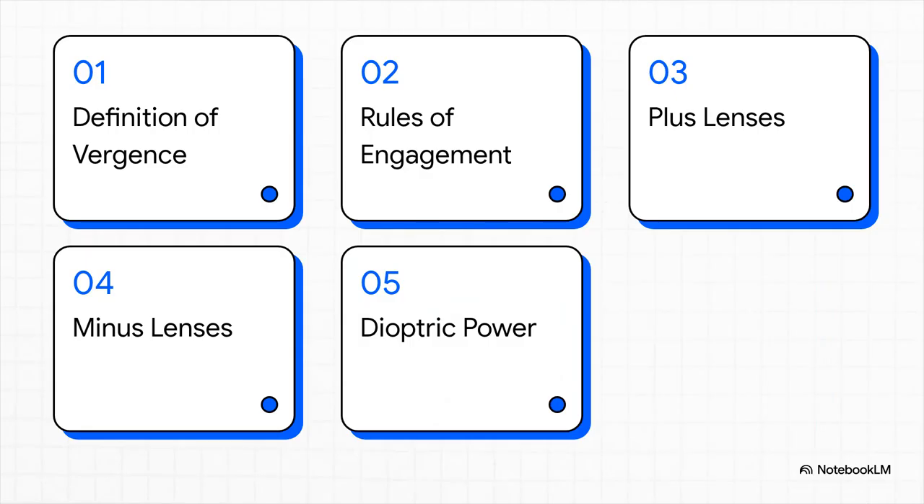Here's our quick roadmap for this session. First up, we'll cover the definition of vergence, then the rules of optical engagement. After that, plus lenses and convergence, followed by minus lenses and divergence. And we will wrap up by calculating dioptric power.